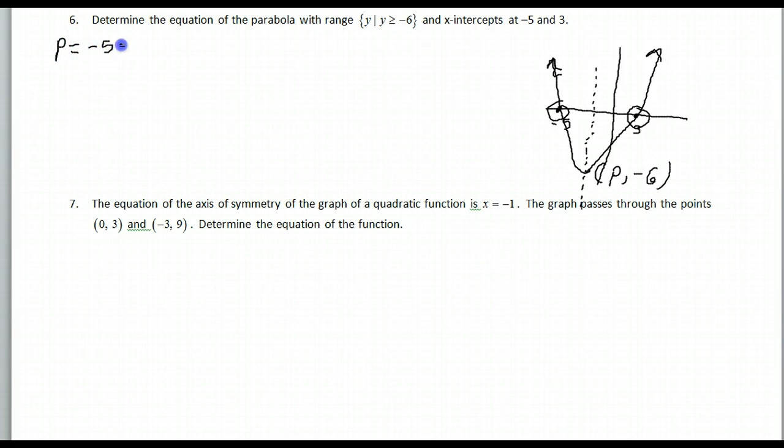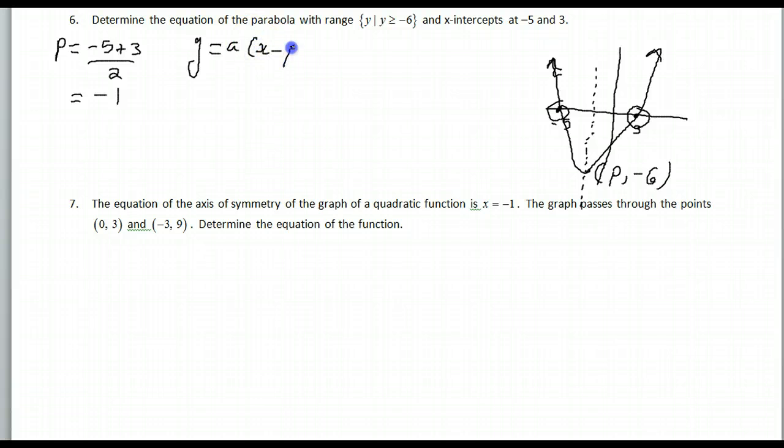Well, it'll be negative 5 plus 3 over 2, which is negative 1. So now we have p being symmetrical and in between the x-intercepts. We have q, which is negative 6, and we have either of 2 points that we can use, either of those x-intercepts, negative 5, 0 or 3, 0.